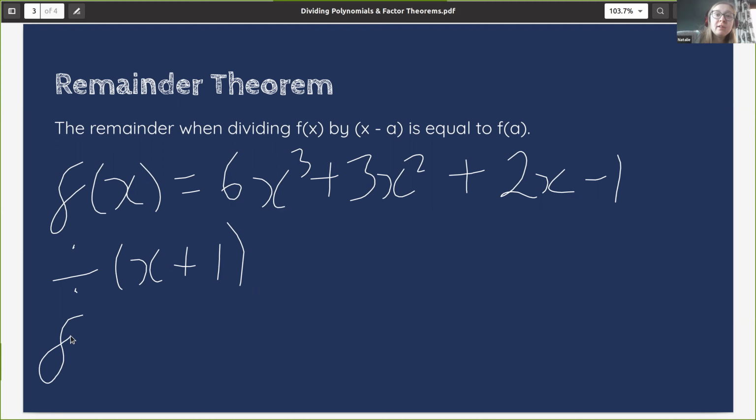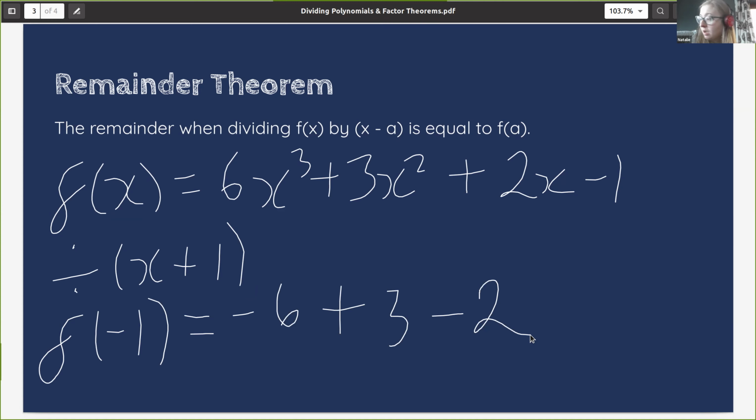If I do f of minus 1, that would give me minus 6 plus 3 minus 2 minus 1, and that would give me minus 6 plus 3 is minus 3, minus 2 minus 1 is minus 6.